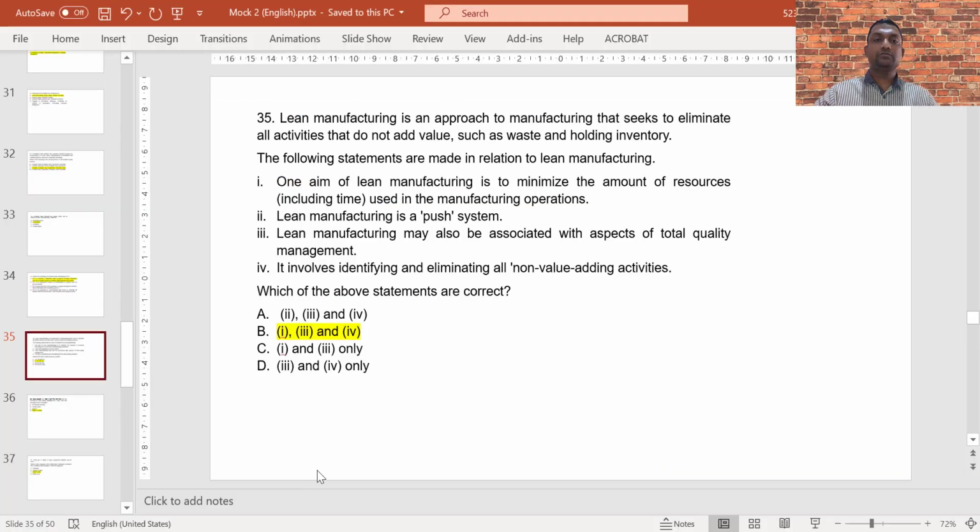So when we look at the points given here, except for the second point, which says it's a push system, which is not, it's a pull system, all the other three are correct in terms of lean manufacturing. So the answer will be B, which says 1, 3 and 4. So 1, 3 and 4 are correct, yes. So the answer is B.